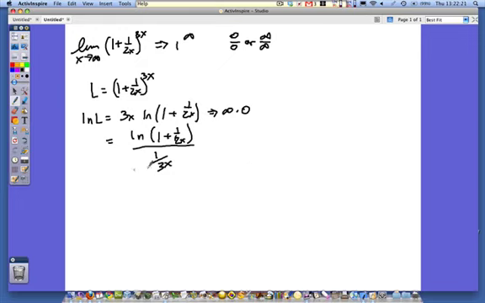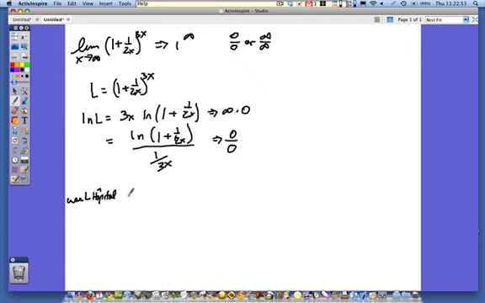Cool. Now we have an indeterminate form of 0 over 0. Because if we plug in a very large number, this goes to 0, the whole thing goes to 1, log of 1 is 0. This goes to a very large number, so the whole fraction goes to 0. Excellent. Now we are where we need to be. So now we can use L'Hopital's rule.